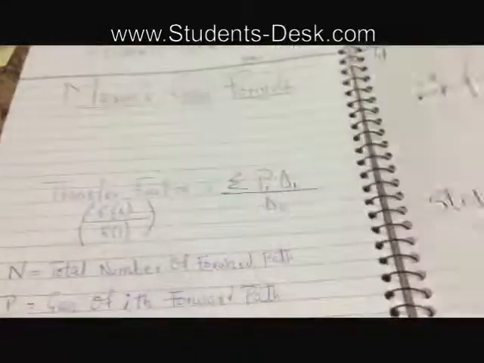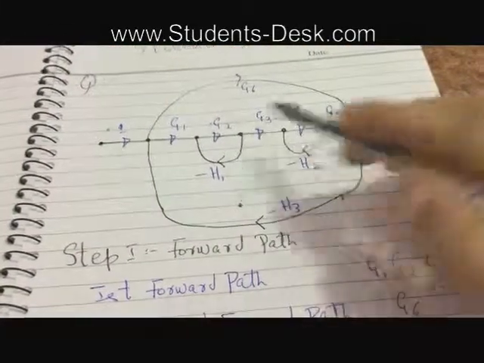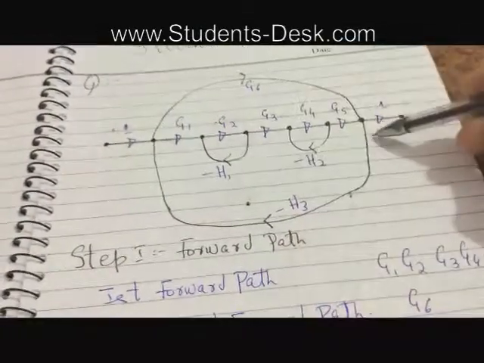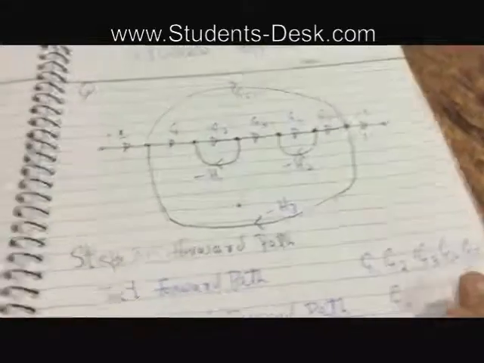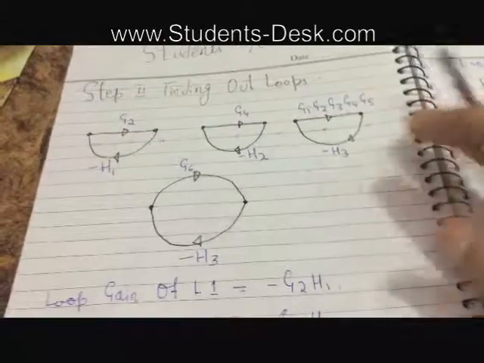Now step 2 is finding the loops. How many loops do we have over here? We have loop 1, loop 2, loop 3, and loop 4. So we have 4 loops over here. I have just drawn them. These are the 4 loops.